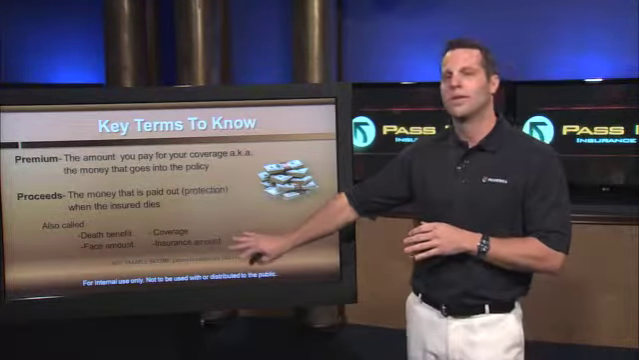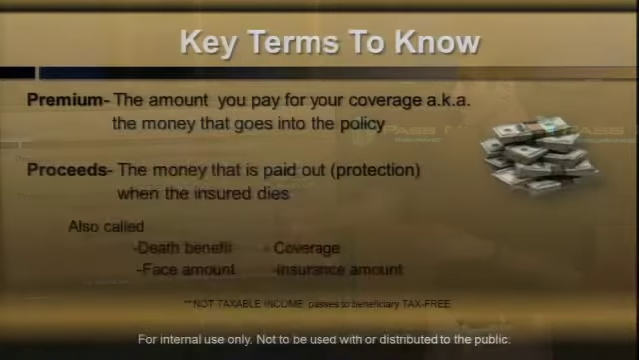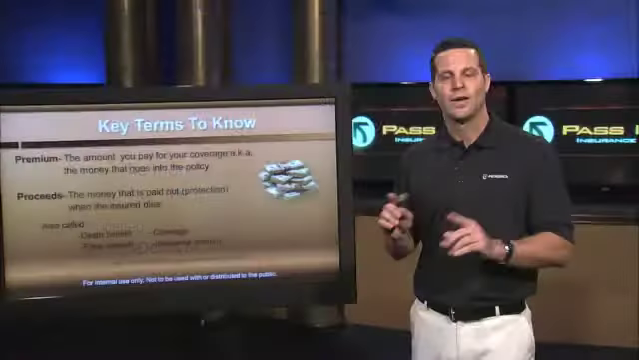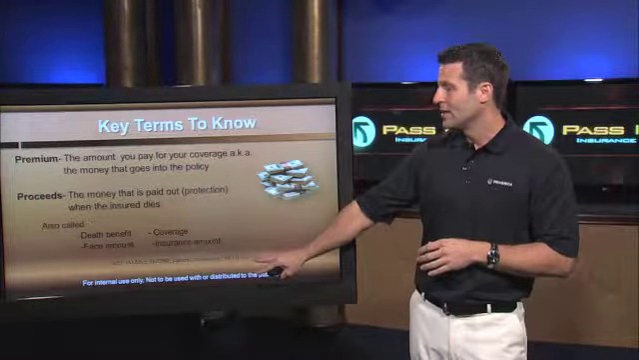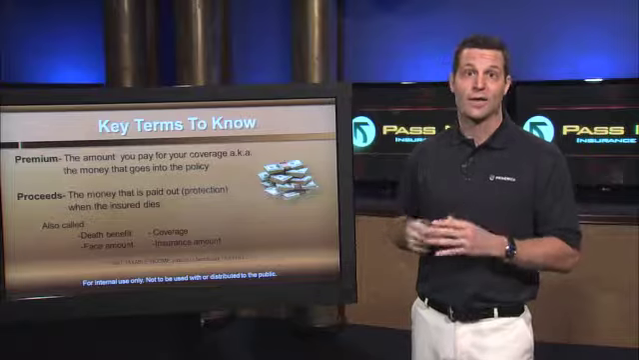Now, it's important to know here that there are synonyms for proceeds. They can also be called death benefit, coverage, face amount, or insurance amount. But don't be fooled. They all mean the same thing. Also of note here, the proceeds are actually passed to the beneficiary tax-free, meaning the IRS does not apply income taxes to those monies, which I think is pretty cool.